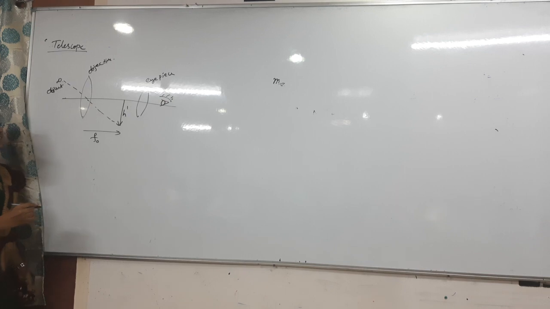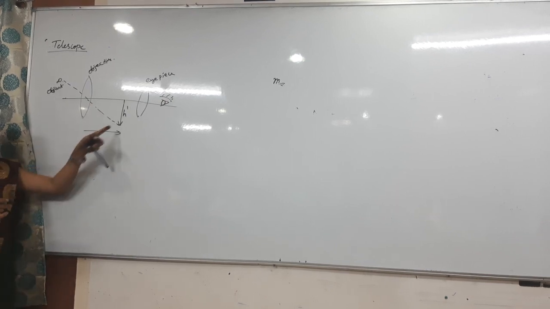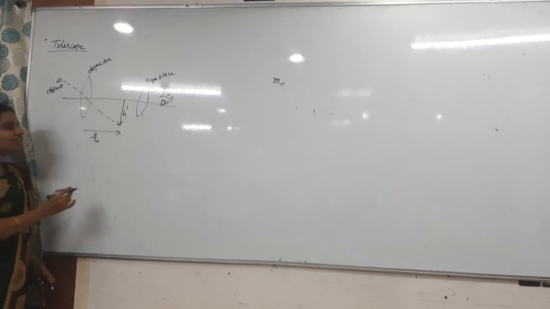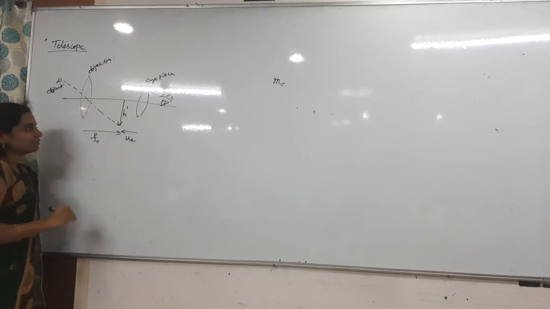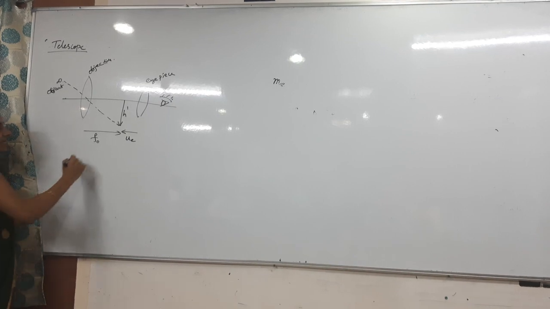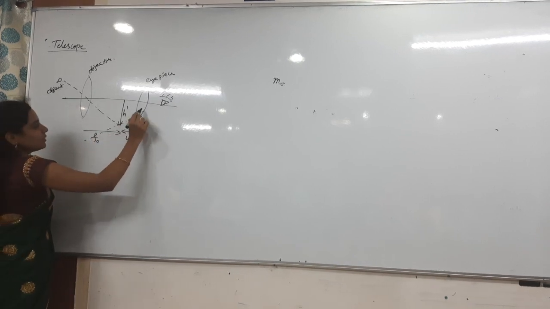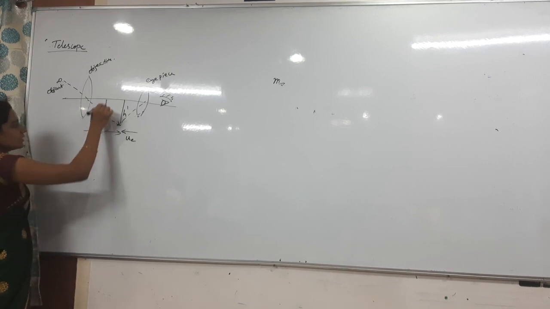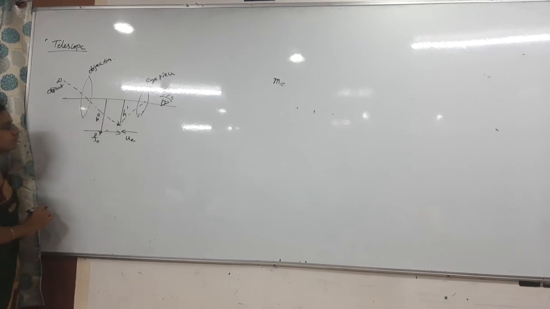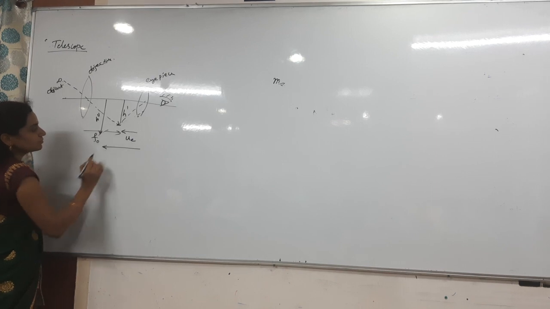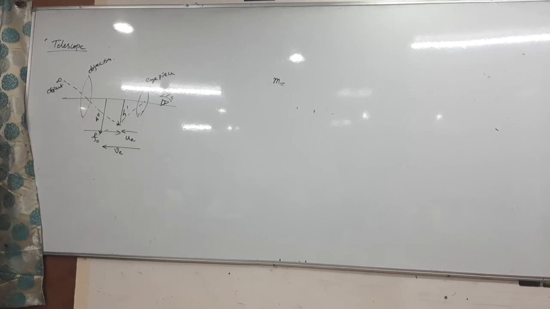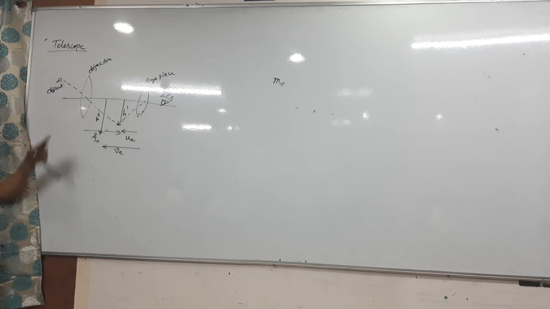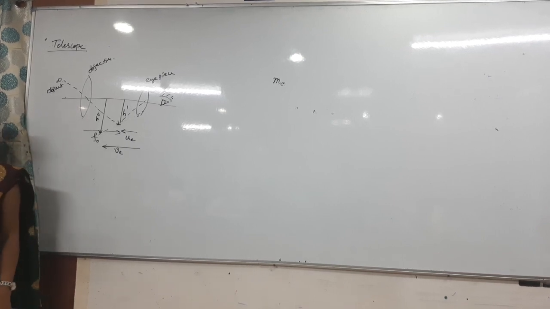This is H dash. Now this will work like what? Object for which one? Eyepiece. Same story again. That is UE. Then after that where will the image be formed? Image will be formed somewhere here like this. So here, that is H double dash. So what is this distance then? VE distance.